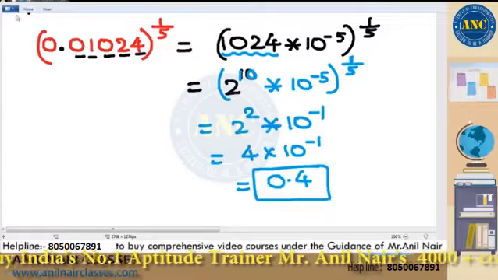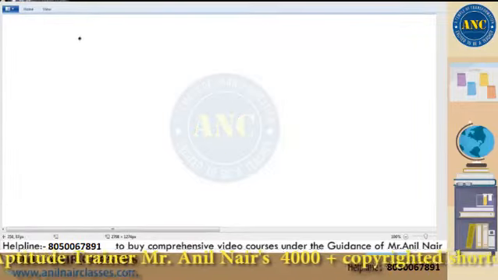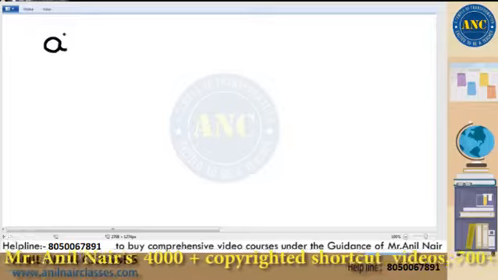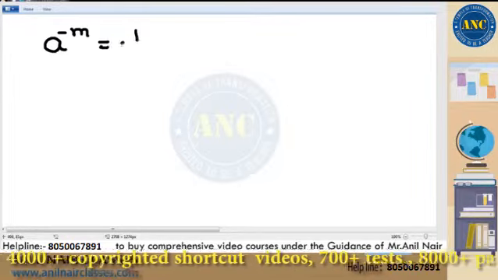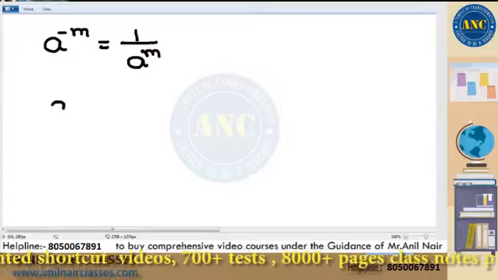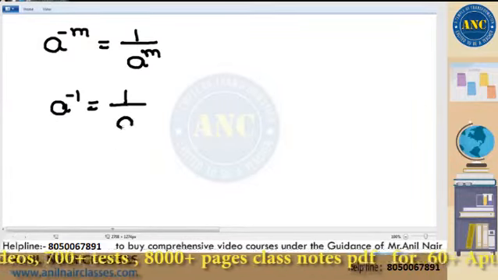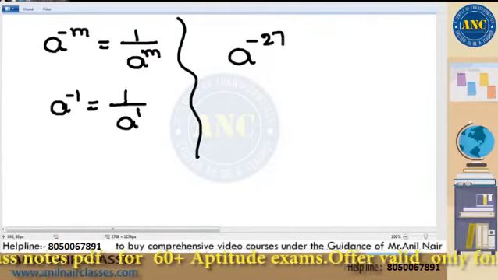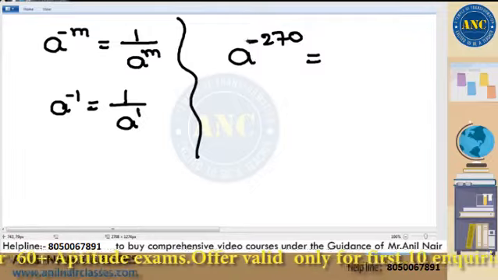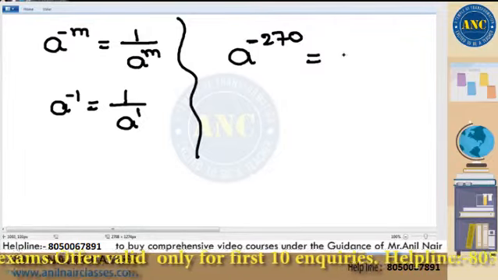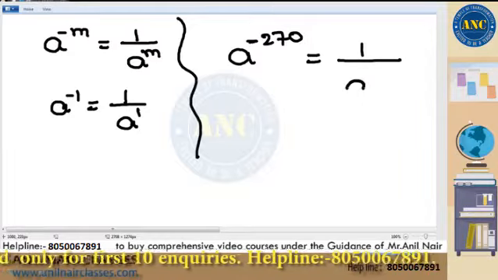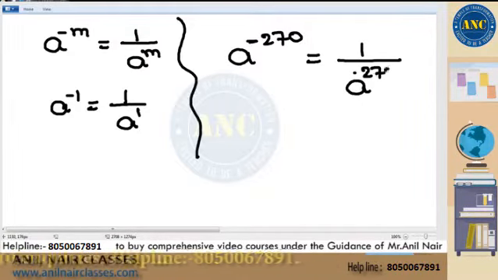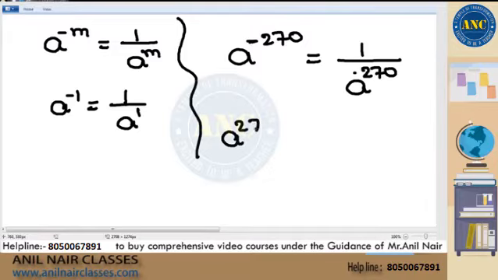Next, similarly, your questions can also be in terms of negative powers. I told you already, a power minus m is nothing but 1 by a power m. A power minus 1 is nothing but 1 by a power 1. That means whenever I have a negative power, if I need to make a positive power, put it in the denominator, write it as 1 by that number in the positive format. Or if I have a positive power, if I want to make a negative power, put that again in the denominator and make it a negative power.